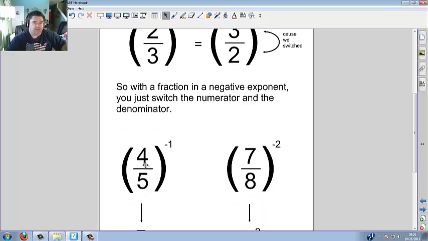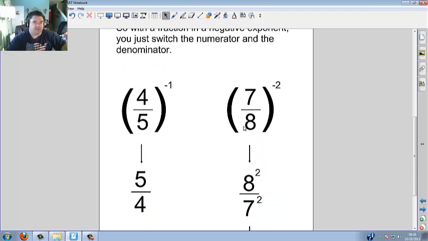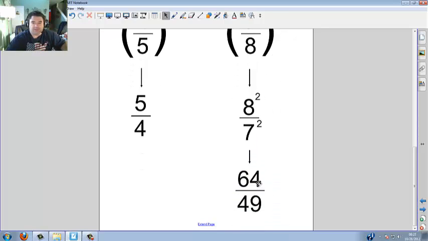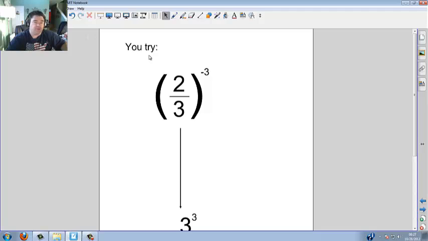So here, negative 4/5 becomes 5/4, and then 7/8. But to the negative second power, well, first thing you do is 7 over 8, make it 8 over 7, and then go ahead and square them, as it says. Then it becomes 64 over 49. And I'm not going to expect you to make it a mixed number, I think it's 1 and 15 over 49. Nope, this will be fine. You try. Go ahead.